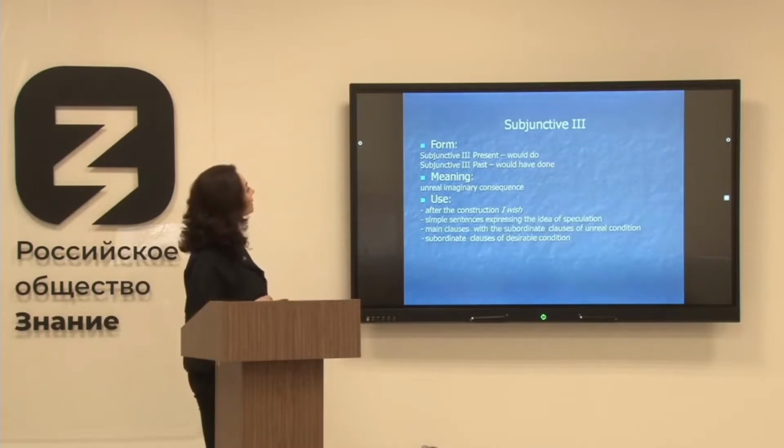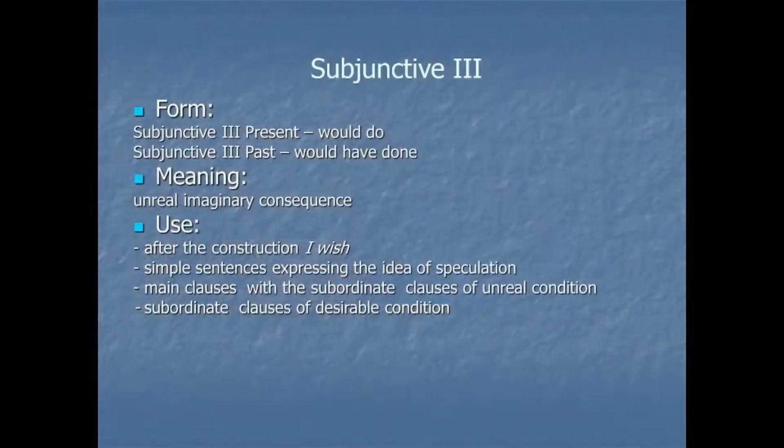Then, let's turn to subjunctive 3. Subjunctive 3, in line with subjunctive 1 and subjunctive 2, has also two forms. Subjunctive 3 present, which denotes the meaning of simultaneity, has the form of auxiliary would in combination with the bare infinitive, or with the simple infinitive. And subjunctive 3 past, which denotes priority, has the form which consists of the auxiliary would and perfect infinitive.